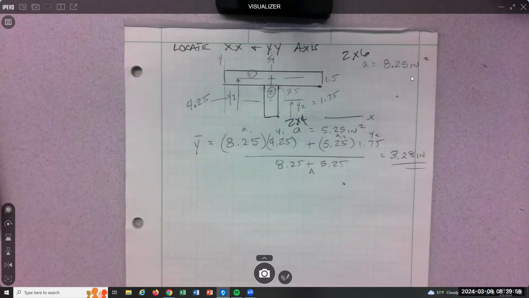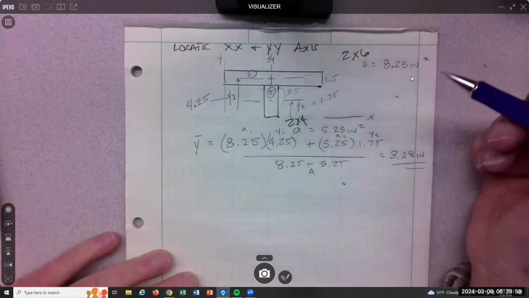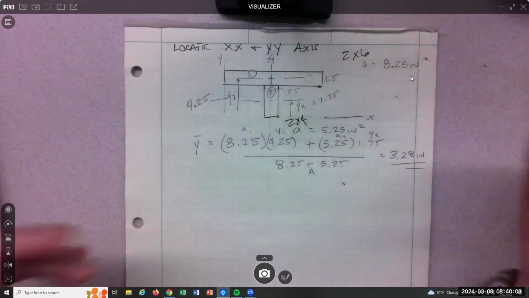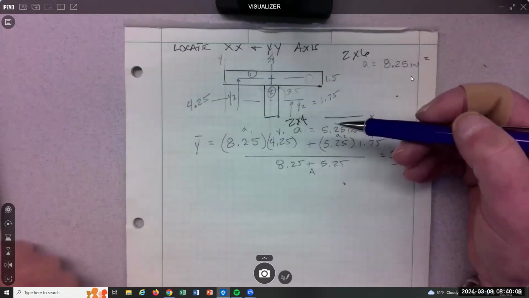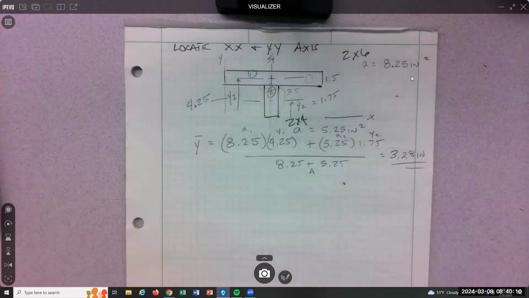So if this was a more complicated problem, like if we put a hole in it out here or something, I might put my y-axis right through the center. You see that happen sometimes too. So instead of putting it way over here, put it right through the center. Sometimes that makes it easier, sometimes it doesn't. So it doesn't matter. All right, we'll do one more.